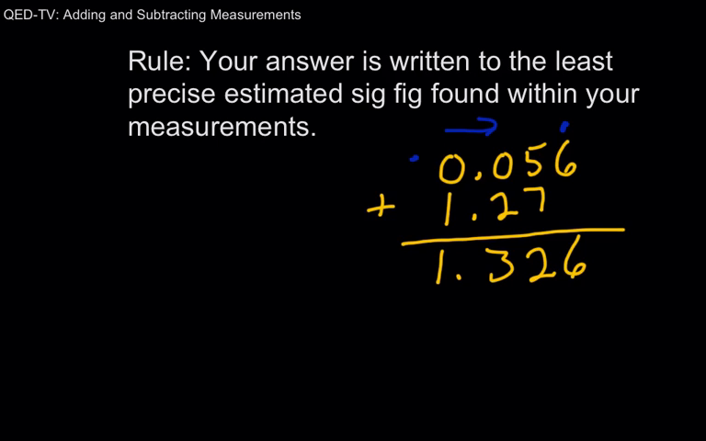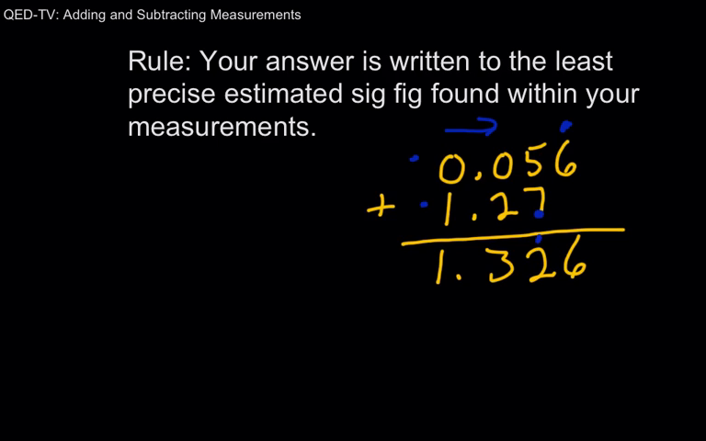What about this other one? Same thing. We know the 1 for sure, the 2 for sure, but the 7 is our estimated sig fig. So the rule is, which one of these is the least precise? The first one goes out to the thousandths place, but this one only goes to the hundredths place. What that means is our answer can only be written to the hundredths place.